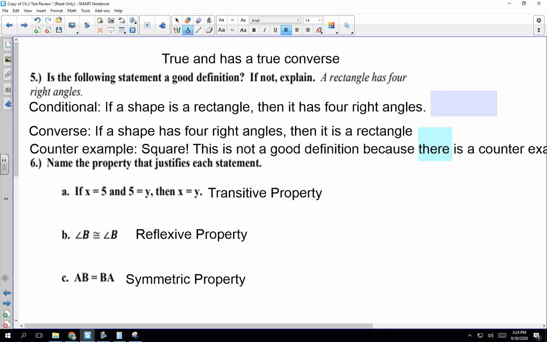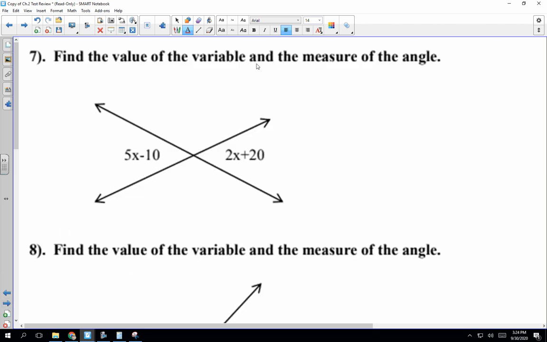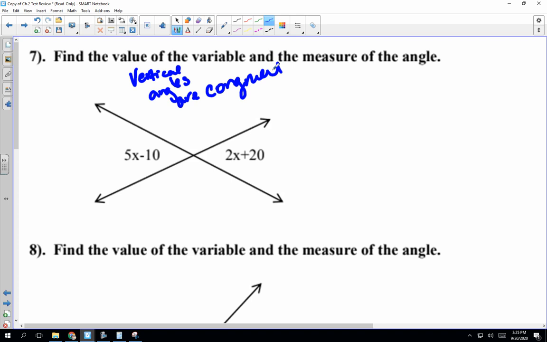Okay, number 7. We're going to find the value of the variable and the measure of the angle. This is testing to see whether you remember that vertical angles are congruent. Some of you may have known this, but not remembered it was vertical angles. So this angle is equal to this angle. We're going to write that down: 5x minus 10 equals 2x plus 20. And we're going to find the variable and the angle.